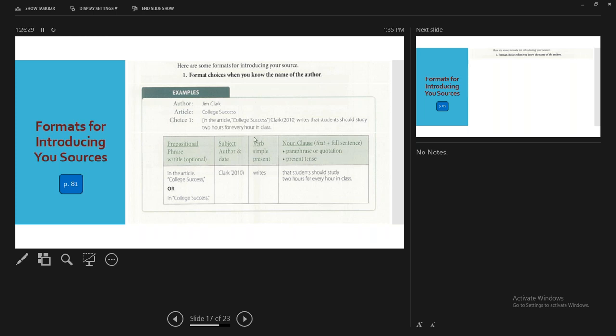Okay, and remember again for the verbs, here they remind you to use the present tense, because since you are using it, it means it's still believed true, then you use present tense. And also here the reporting verb is simple present. So here, write, simple present, that students should study. Here we have the present. Any question about the first choice?